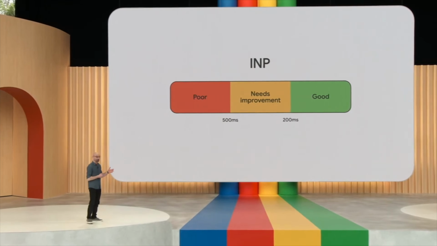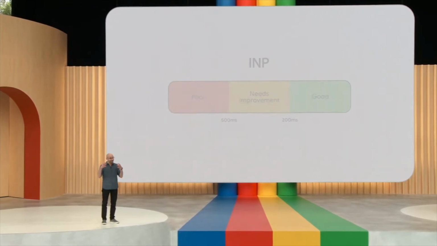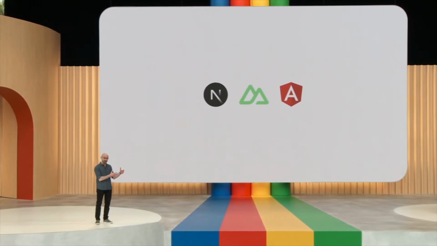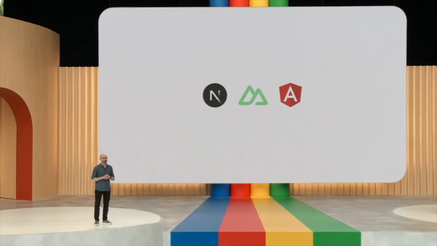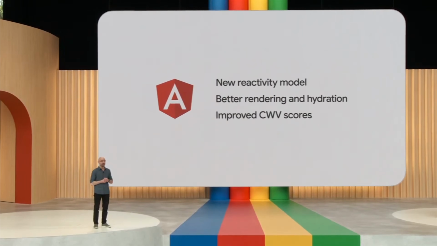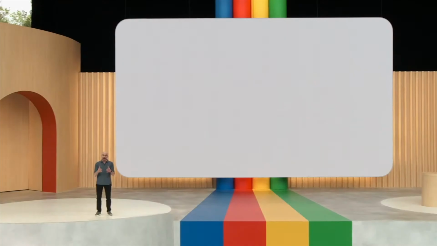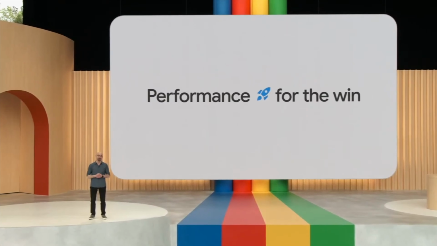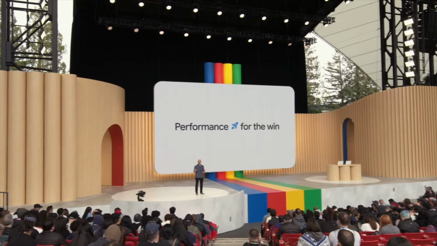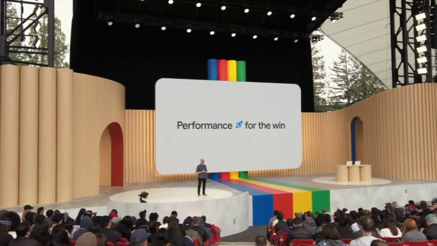To help you actually reach your performance goals, we've been working with frameworks to integrate vitals into measurement directly. And as of today, that set includes Next.js, Nuxt, and Angular. And if you use Angular, version 16 now includes a new reactivity model and improvements to server-side rendering and hydration that significantly improve your vitals scores. Look, we get that app performance isn't just an optimization. It's one of your most important features. And today's updates are designed to really speed things up, both in terms of the benchmarking and the actual tuning.